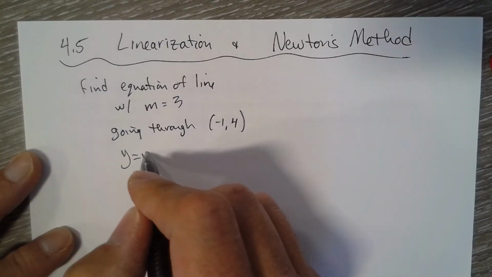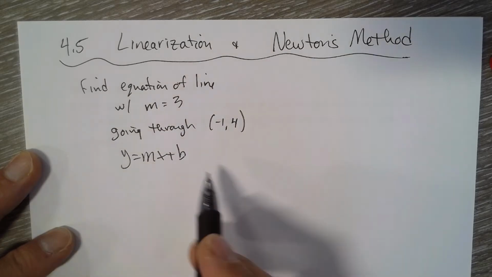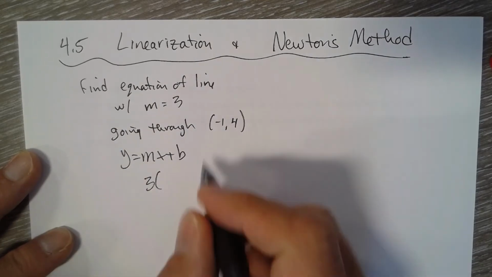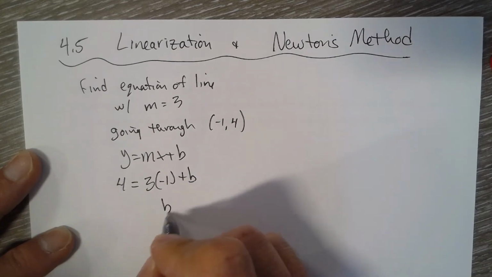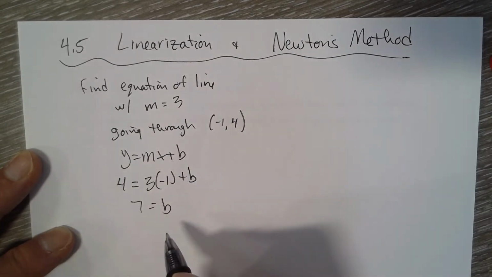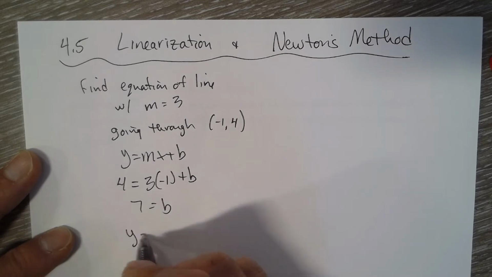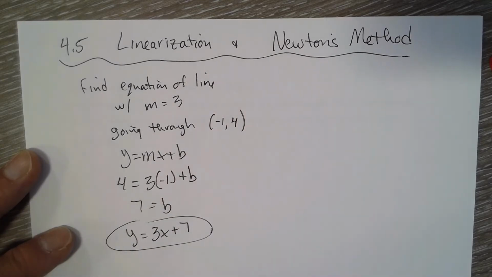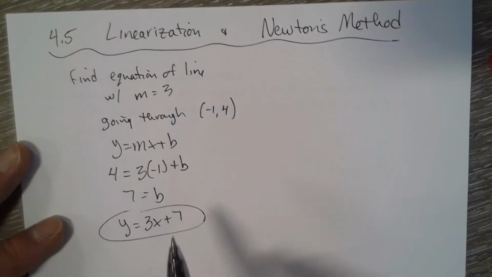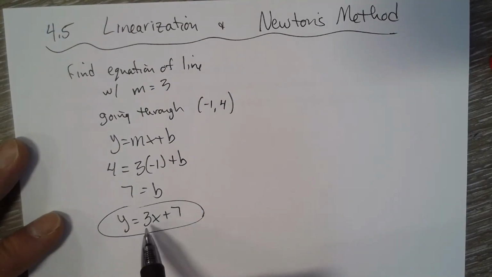I know I would. So y equals mx plus b. My slope is 3, my x is -1, my y is 4. I can solve for b, and I get 7. So the equation of the line would be y equals 3x plus 7. Okay, so that's the best way of solving it. It's the most user-friendly equation because I can look at it and know the slope and the y-intercept.